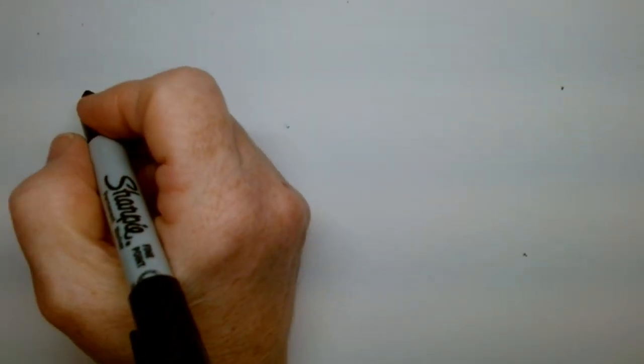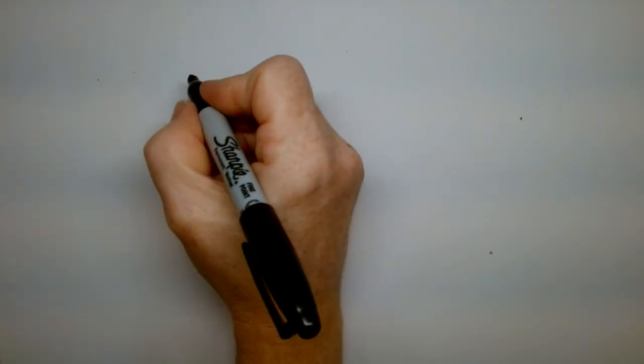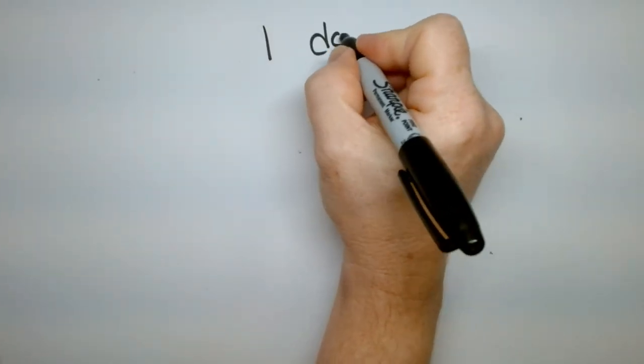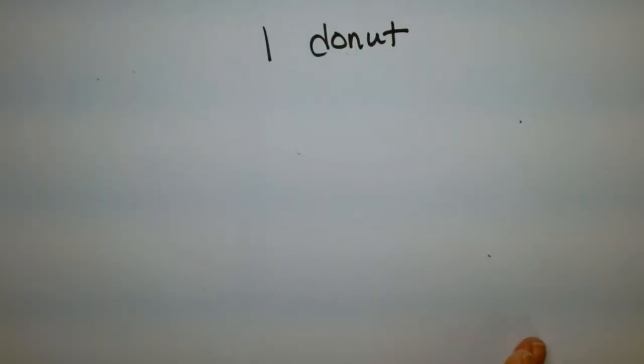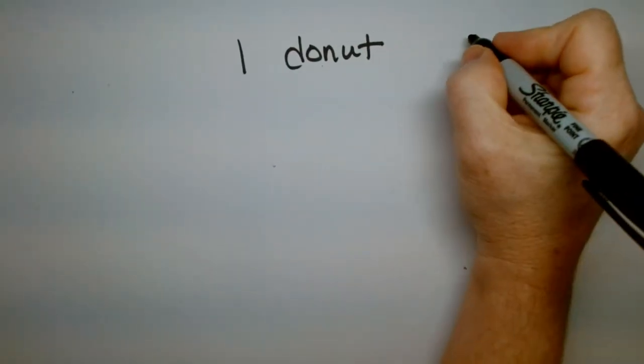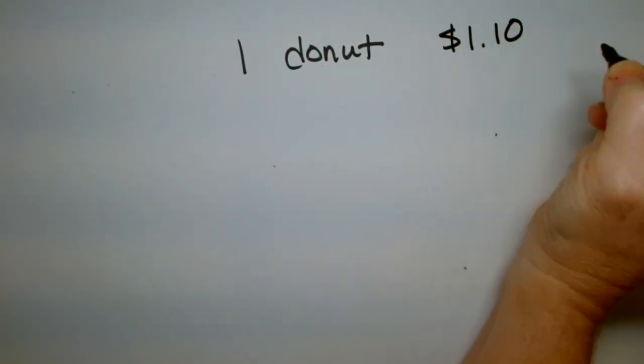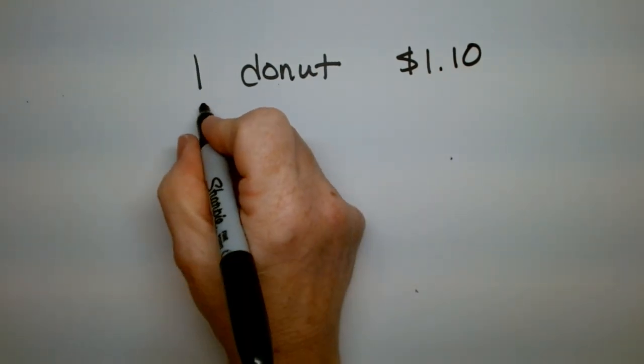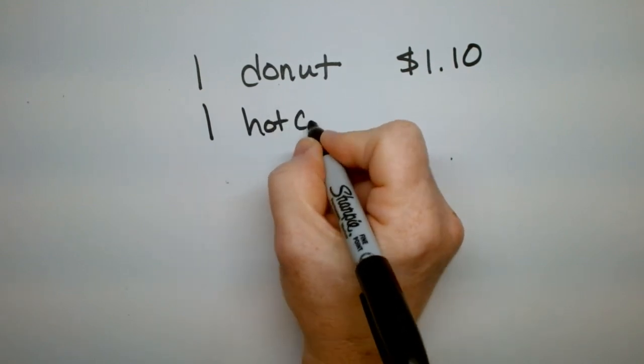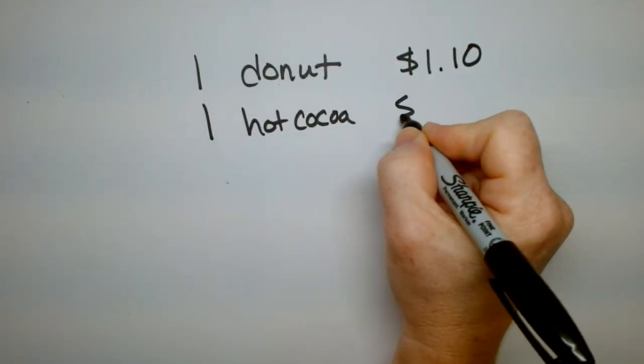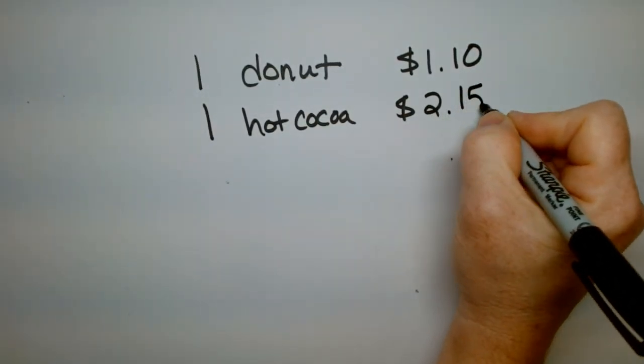How many of you like donuts? Anybody like donuts? Nobody likes donuts, huh? All right, well, I like donuts. All right, so 1 donut. Okay, now there we go. Now I'm getting the votes. Okay, 1 donut. I'm using some of your numbers you gave me before. 1 donut is $1.10. Anybody like hot cocoa? 1 hot cocoa. So I'm taking you out to a snack. 1 hot cocoa is $2.15.